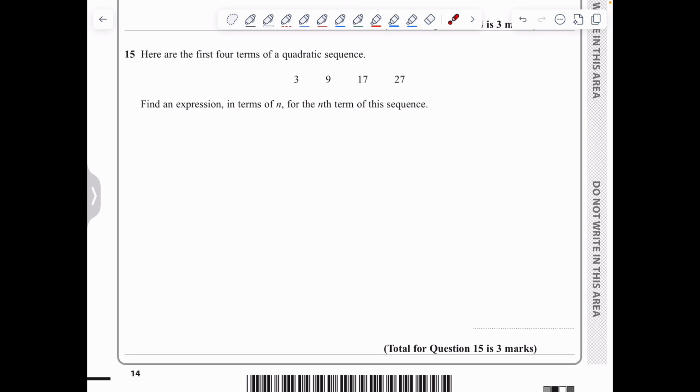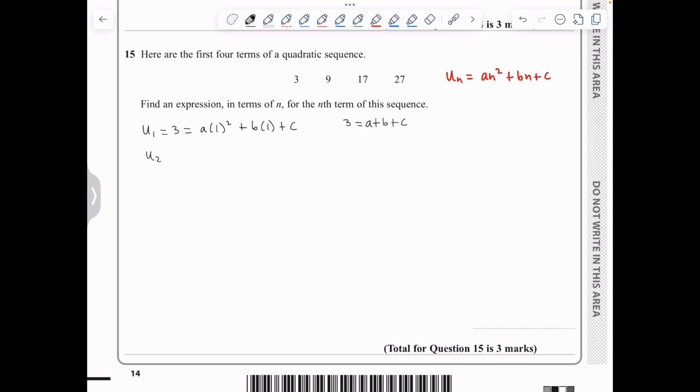In question 15, we've got the first 4 terms of a quadratic sequence, and we need to determine an expression in terms of n for the nth term of this sequence. Well, we know that the nth term of a quadratic sequence, un, is given by an squared plus bn plus c, where a, b, and c are constants to be determined. Now, in this particular case, we've got u1, the first term, to be 3. So this is a times 1 squared plus b times 1 plus c, which leads to 3 is equal to a plus b plus c.